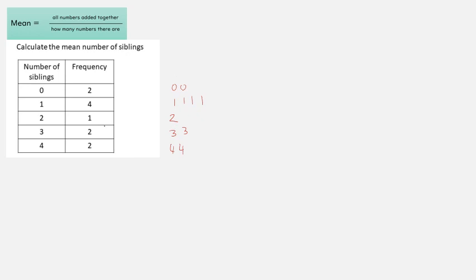Let's just notice if we added these numbers going from each bit, so 0 plus 0 would give me 0, 1 plus 1 plus 1 plus 1 would give me 4, 2 on its own would be 2, 3 plus 3 is 6, 4 plus 4 is 8. Or how could I have found these numbers here without having to write these numbers out?